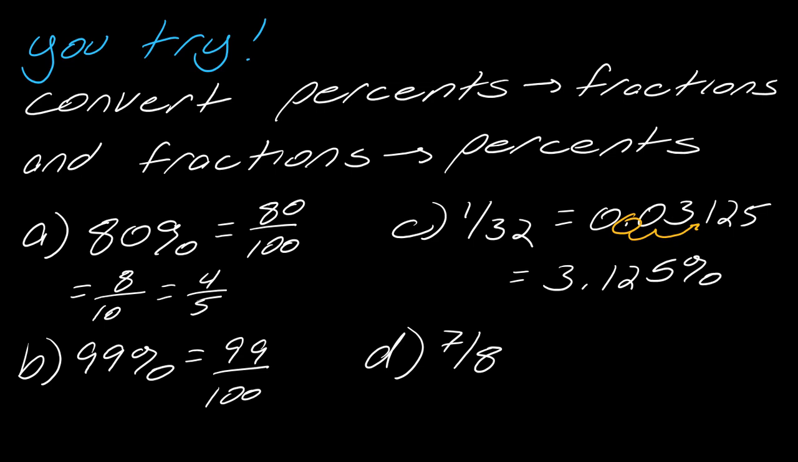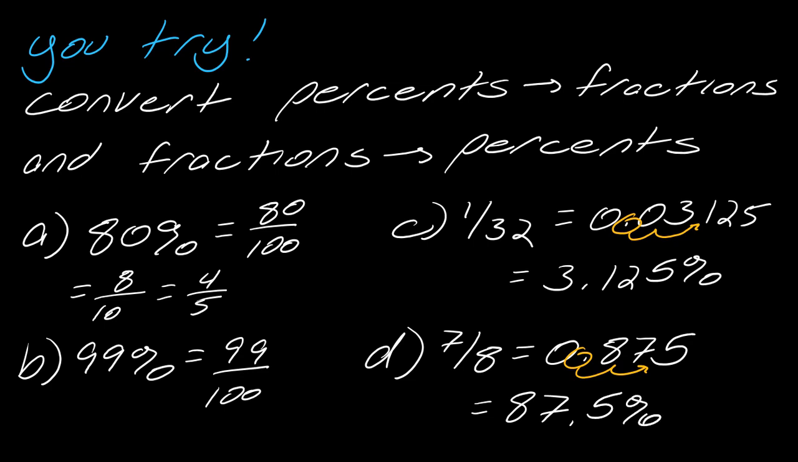And finally, what about 7/8? So if I divide 7 divided by 8, that becomes 0.875. And then I can move that decimal 2 spots over like that to get 87.5%. Okay, so now let's put it all together.